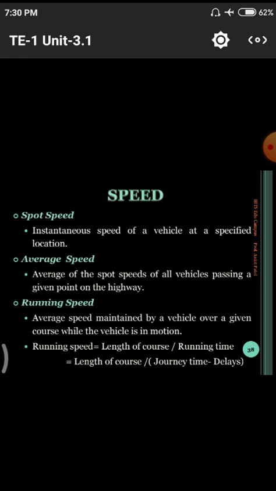Speed studies are also one of the factors which influence the design patterns and design conditions of a particular network of the road.